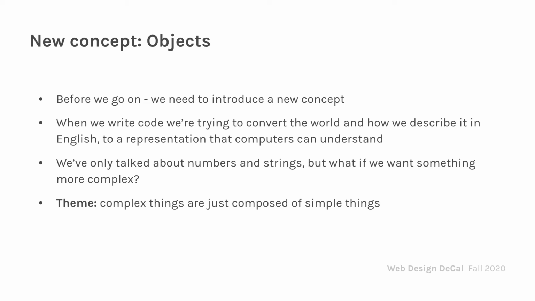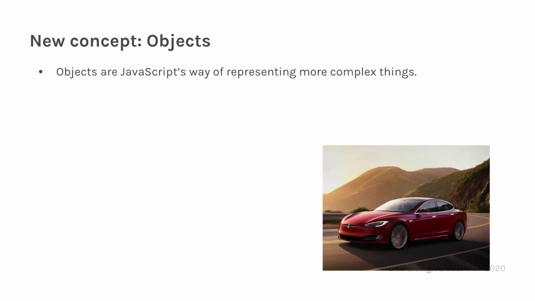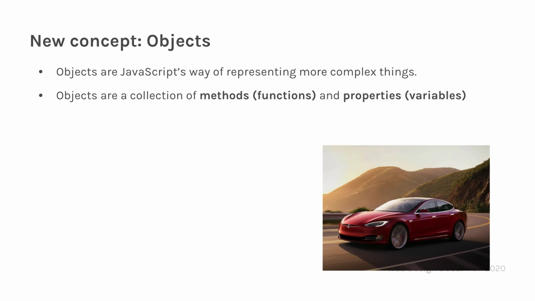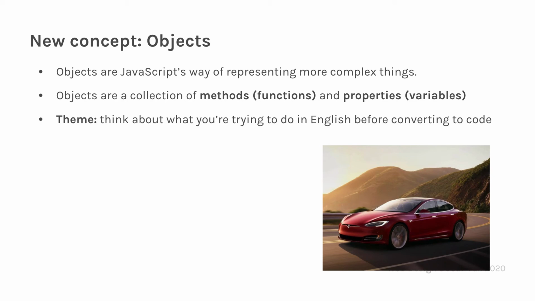But so far we've only talked about numbers, like integers, and strings as types. But what if we want it to be a little bit more complex than that? That's why we introduce the notion of objects. The theme of this is that complex things like objects are just composed of simple things. So even though I'm introducing a new concept and you might be scared, it's literally just like Lego blocks. I'm making a complex thing out of simple things. Let's walk through an example of an object together. Objects in JavaScript are the language's way of representing more complex things. They are a collection of functions and variables, but within an object scope, we call them methods and properties respectively. The theme is to think about what you're trying to do in English, or whatever language you're comfortable with, before converting to code.